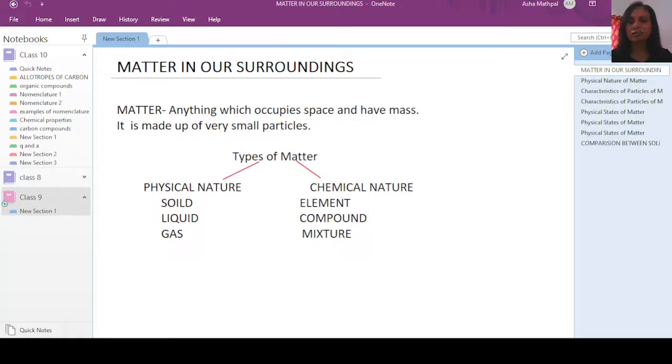Today I will be starting up with the class 9th syllabus and I will be starting up with matter in our surrounding. It is chapter 1 in class 9th NCERT textbook, CBSE Board.